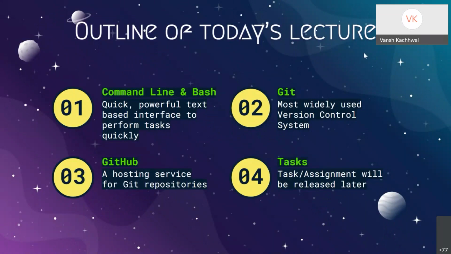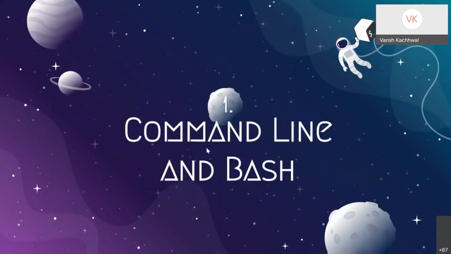Then we'll learn about Git, which is a distributed version control system, and it allows us to manage our project very efficiently and in an organized manner. And then we'll learn about GitHub, which is a hosting service and the most popular one for hosting Git repositories, and provides a collaborative environment for developers to work in. And then we'll talk about the task, which will be based upon the things that you'll learn today. So first, let's start with command line and Bash.